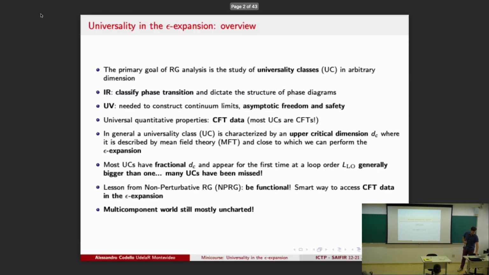We're going to define what a universality class is. So a universality class is, for the moment, a fixed point of the renormalization group together with its basin of attraction. This is the standard definition. At the same time, by universality class I speak about the fixed point, so it's a scale invariant theory or a conformal theory. It's a little bit interchangeable at the moment.